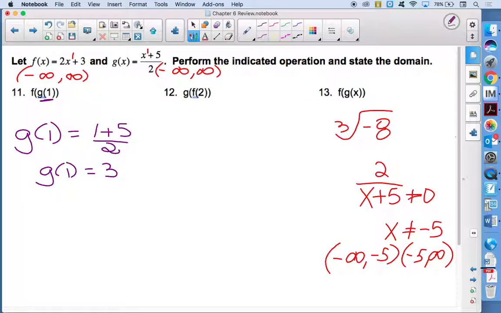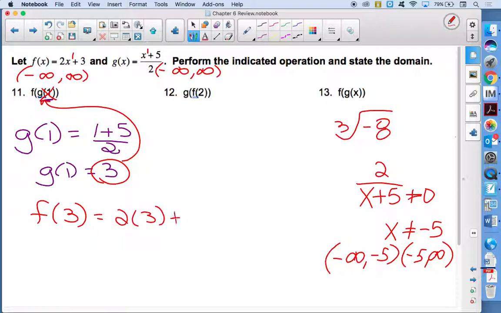What do you do with that then? So you've done the g of 1, you've got the inside part. Now what do you do? You were raising your hand, sorry. You then plug in a 3 for the x in f. Yeah, so we're going to replace g of 1 with the number 3. You plug that in for the x, so 2 times 3 plus 3 makes 9. So f of g of 1 is equal to 9.